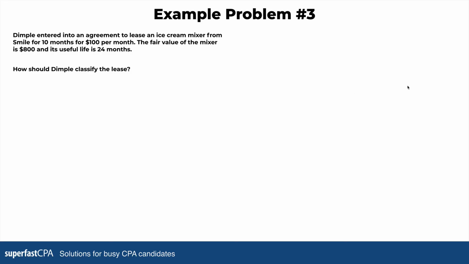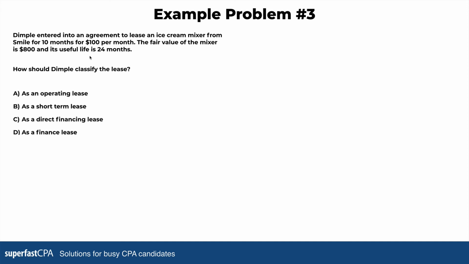We'll do one more example problem. Dimple entered into an agreement to lease an ice cream mixer from Smile for 10 months for $100 per month. The fair value of the mixer is $800 and its useful life is 24 months. How should Dimple classify the lease? Would that be an operating lease, short-term lease, a direct financing lease, or a finance lease?